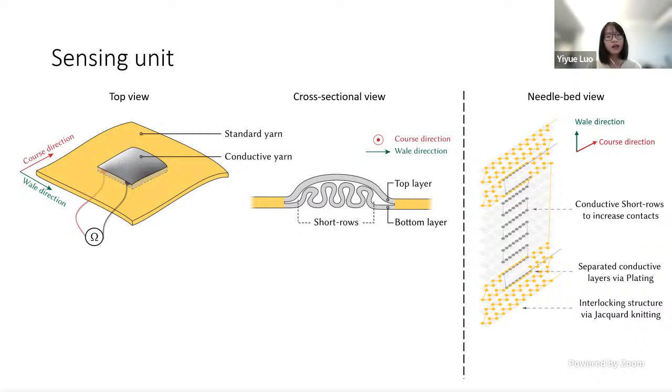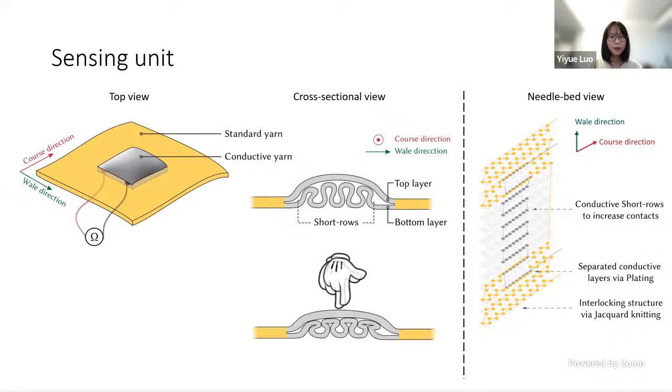At the rest state, without any external applied pressure, large resistance is obtained because the knitted conductive yarn loops interlock very loosely. But when applying a load, the top and bottom layers collapse and the interactions among the conductive yarn loops increase, and therefore create more electrically conductive paths and significantly reduce the resistance.